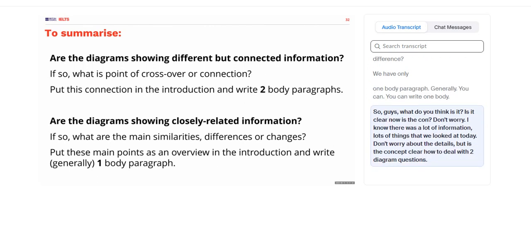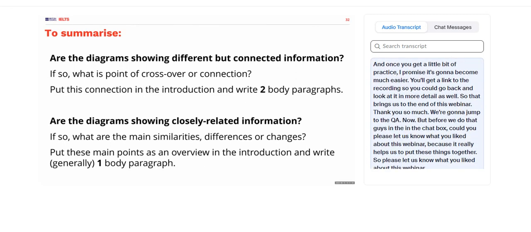So guys, what do you think? Is it clear now? Don't worry, I know there was a lot of information, lots of things that we looked at today. Don't worry about the details, but is the concept clear? How to deal with 2 diagram questions? And once you get a little bit of practice, I promise it's going to become much easier. You'll get a link to the recording so you can go back and look at it in more detail as well. So that brings us to the end of this webinar.